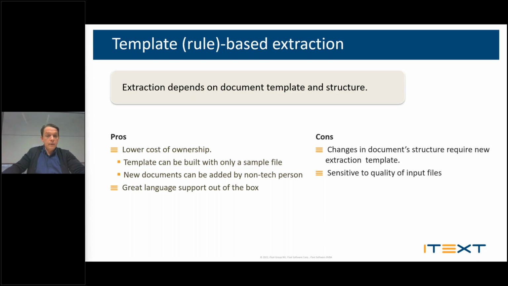As for cons, well, changes in document structure require new extraction templates. It's true, and you probably need dozens of templates to support all the files you want to extract data from. Moreover, the quality of input files is also important. So sometimes you need an additional template if files are slightly skewed or rotated.